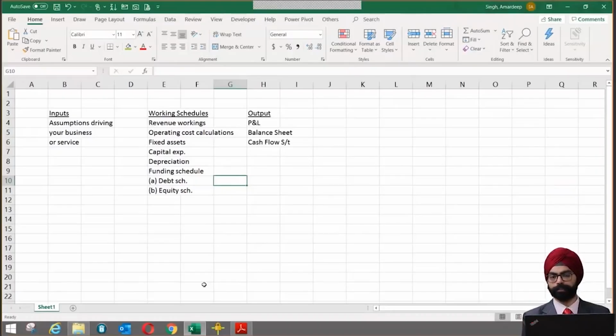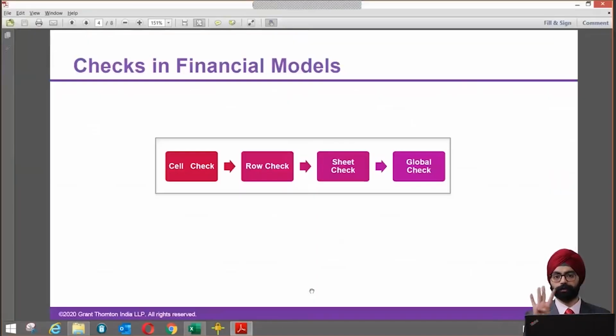Now let's have a look at what the various checks are that we need to incorporate. As you can see on the screen, there are 4 types of checks that we can have. It's not an exhaustive list, but whatever check comes to your mind would invariably fall into one of these categories. So the first one here is the cell check.